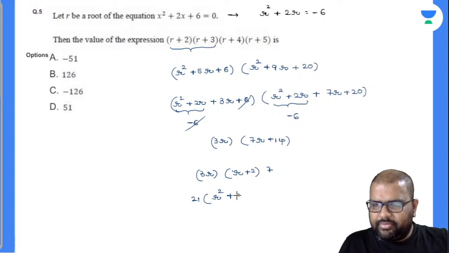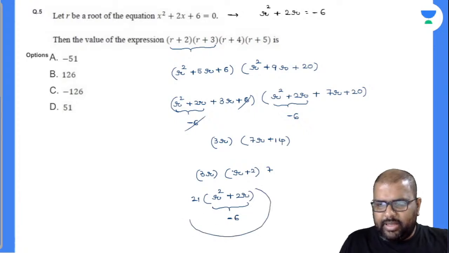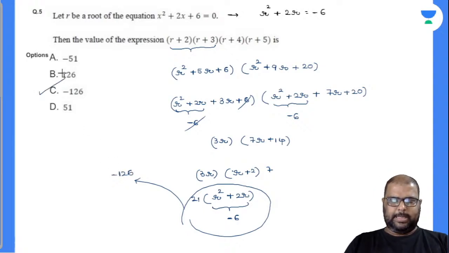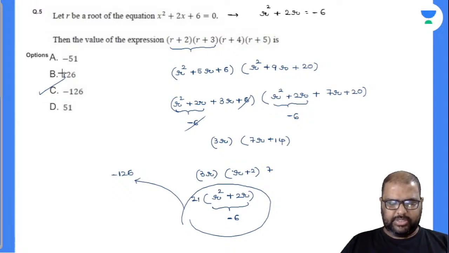Is it okay for you? And everybody knows what your r square plus 2r value is. Is it minus 6? So finally, what will be my answer there? How many of you got this idea to solve there? Is it minus 126? And is your answer there? C option. Aditya, Manoj, how many of you got this idea there? So this was the GATE 2022 Computer Science paper question.